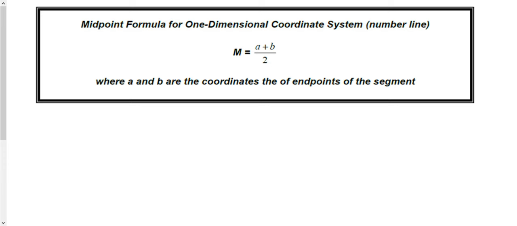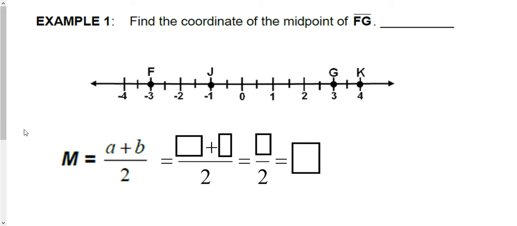Okay, so let's see it. Here we have example 1. Find the coordinate of the midpoint of FG. So we're going to find those coordinates of the endpoints. It doesn't matter which order you put them in. You can put the F first and the G next. But F is -3 plus the coordinate of the other endpoint G, which is 3. And then we're going to divide by 2.